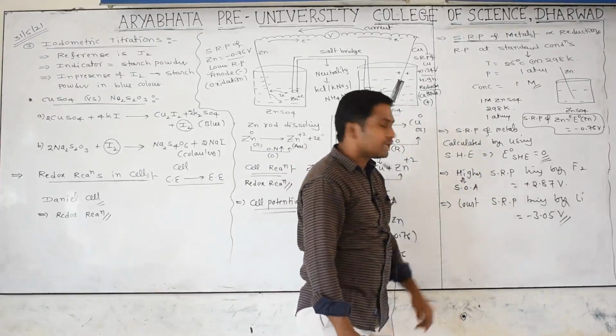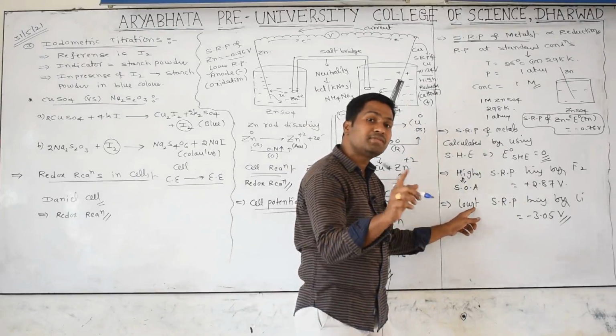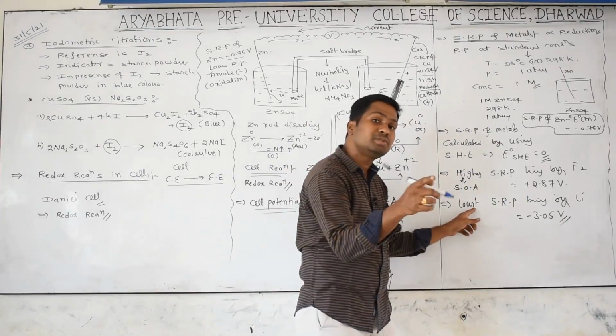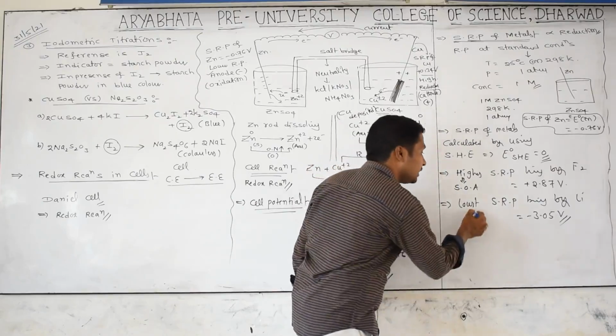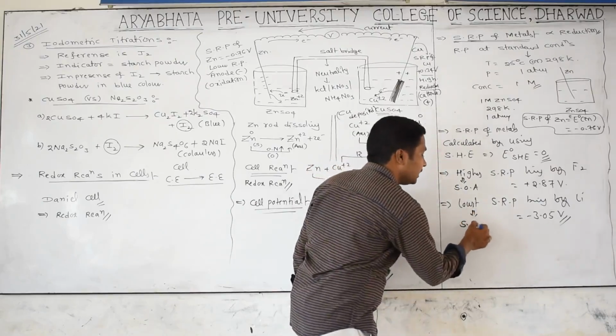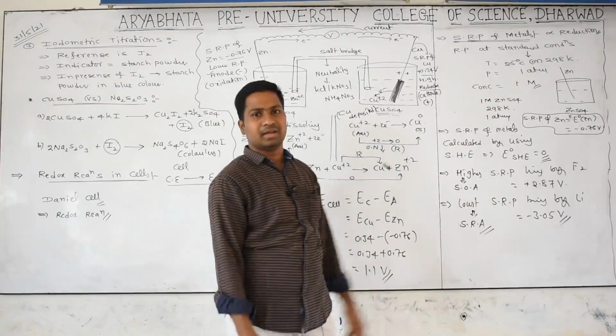And lowest reduction potential value means less tendency for reduction. Less tendency for reduction means more tendency for oxidation. More tendency for oxidation means it is called the strongest reducing agent. Important bit, we can look at it in another way also.